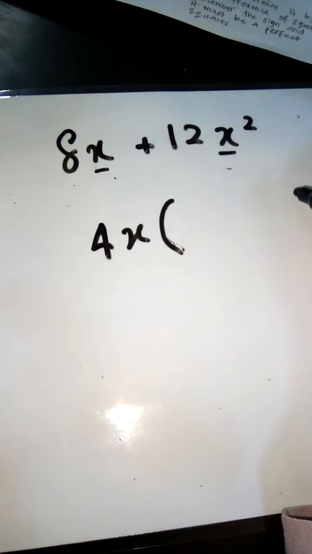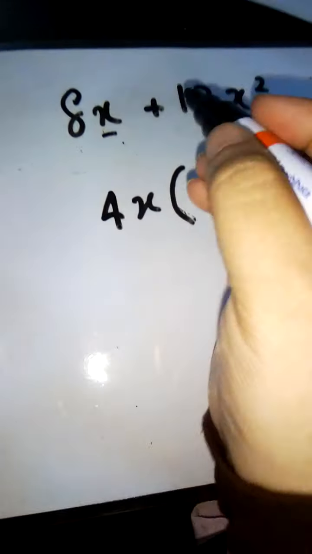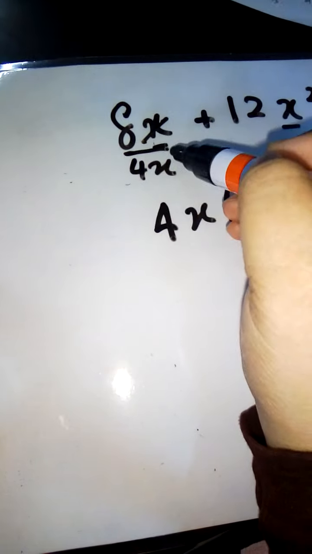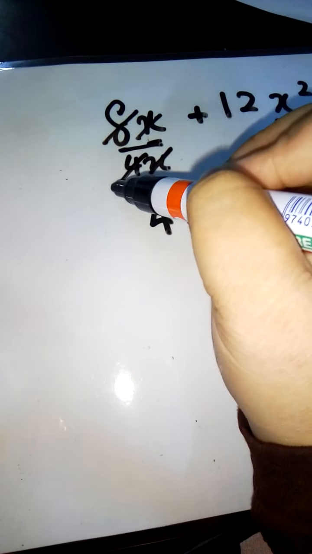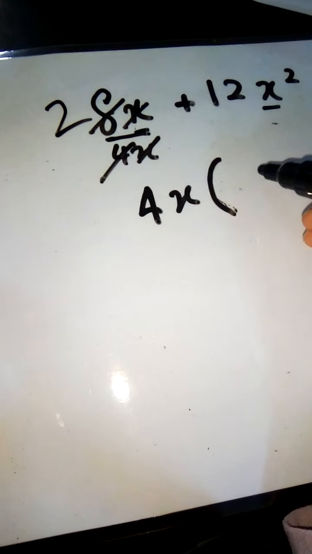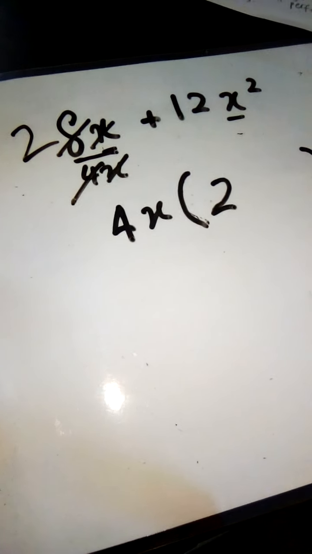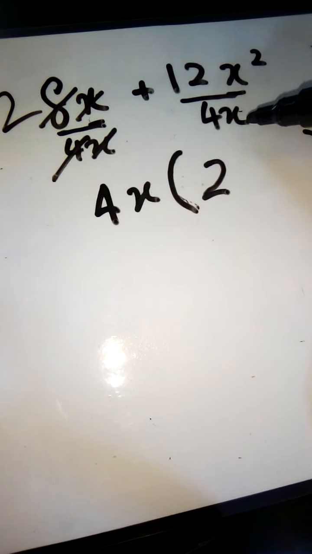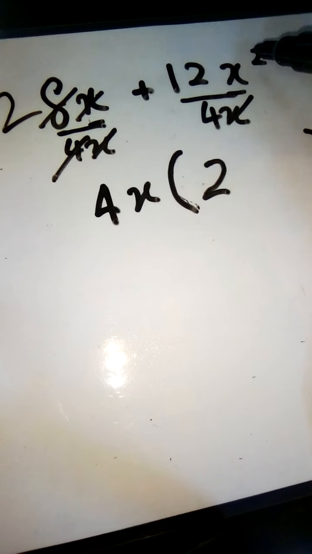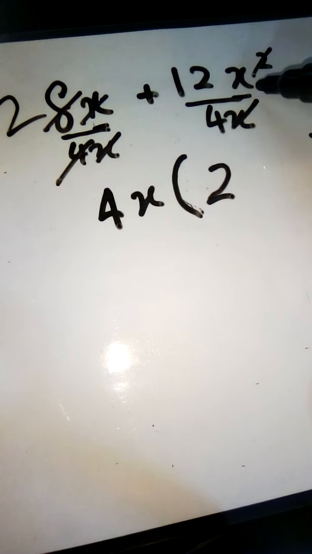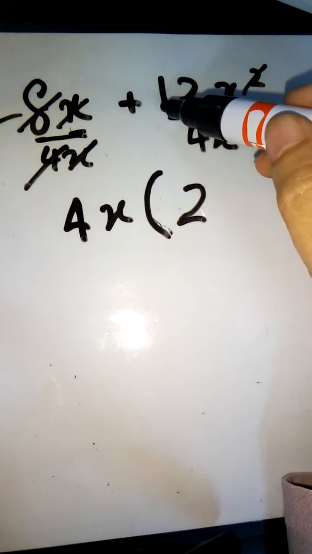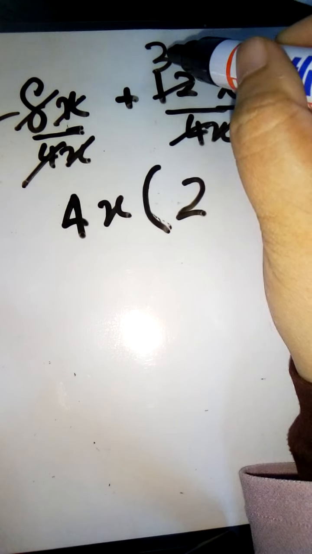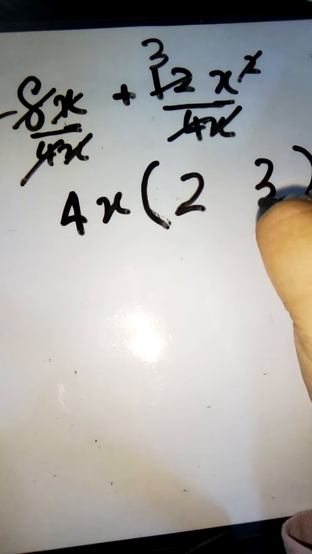So what is left to put in the box? It's so easy, you just divide by 4x. So cut this out, 8 divided by 4 becomes 2, so what is left is only 2. The same with this, you divide it by 4x. So x and x squared, you only cut 1 x. Remember, you got another x here. 12 divided by 4, you got 3. So what is left is 3 and x, so you put 3x here.